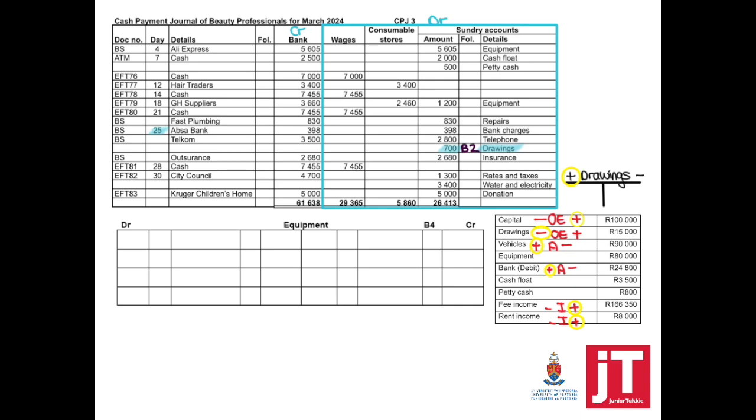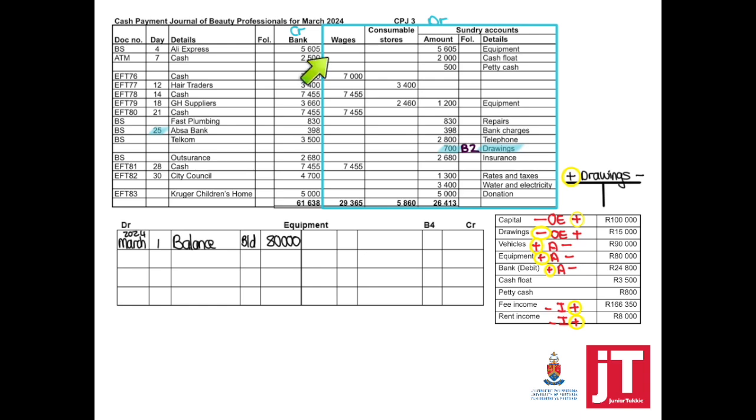Equipment. We start with step number 1, opening balance. It's a non-current asset, which means the plus is on the debit side, which means the opening balance will appear on the debit side. Balance brought down 80,000. Step number 2, post from the CPJ.